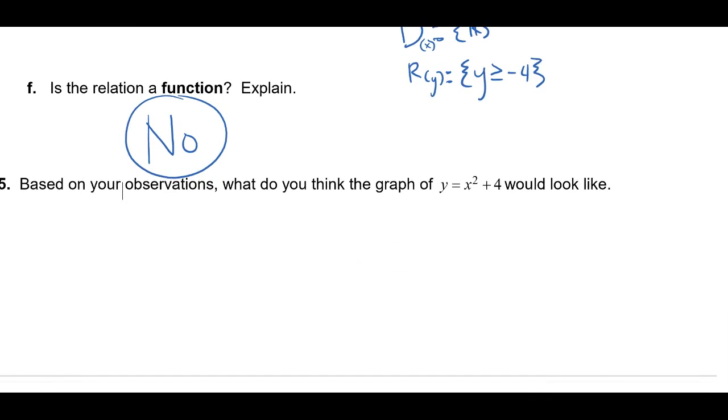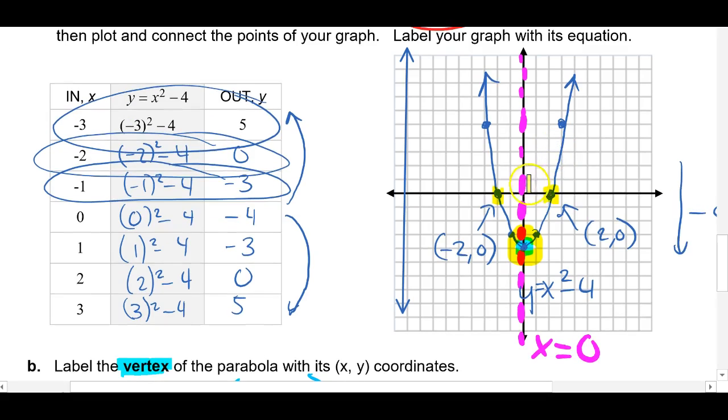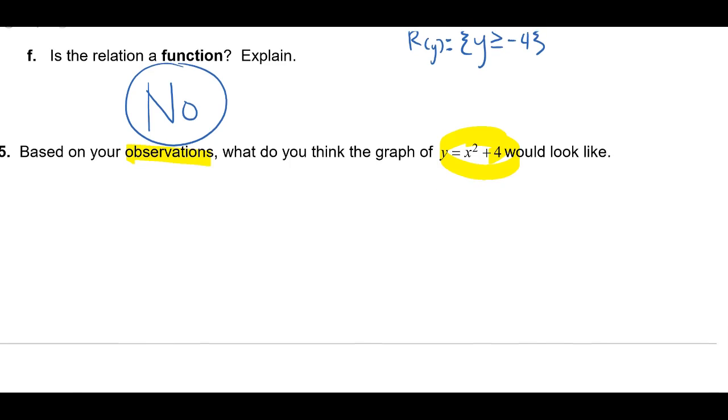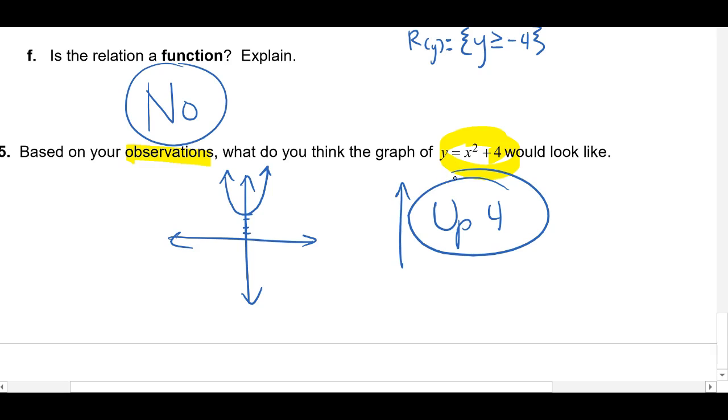Okay, so now the question is, based on our observation, what do you think the graph of y equals x squared plus 4 is going to look like? Well, when it was -4, the graph went down. So this time, if it's going to be +4, that probably means it's going to go up. So our graph will probably be up here, above the x-axis: 1, 2, 3, and 4. So again, it will go up 4. And that's it.